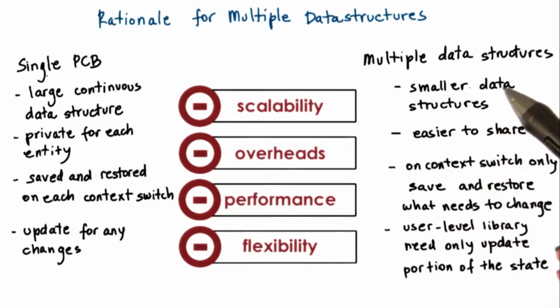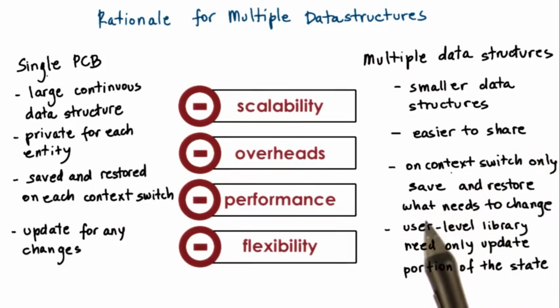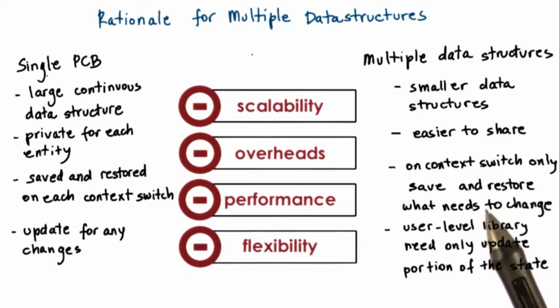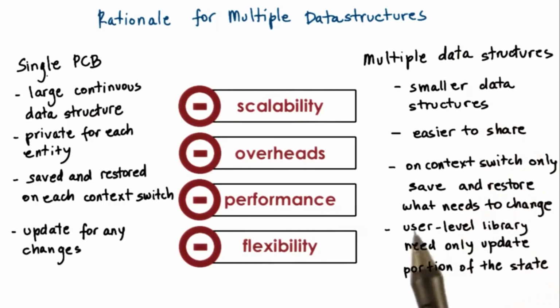We will point to the same data structure for those components of the state which are identical across threads or processes, and we will create new elements when we need to have different information. On a context switch, only that portion of the state that actually needs to change will be saved and restored. Any modifications will impact only a subset of the data elements, and the interactions between the user level library and the system will also be carried out through much smaller, more confined interfaces.